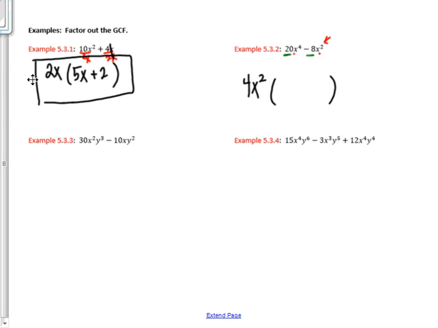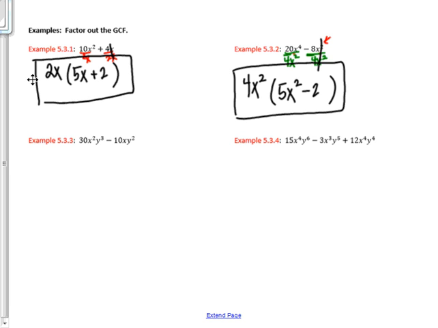So again, we're taking both of these and dividing them by what we took out, x squared. So let's see what would be left. 20 divided by 4 is 5, and there are 2 x's left if I subtract them. And then 8 divided by 4 is 2, and those are gone now.